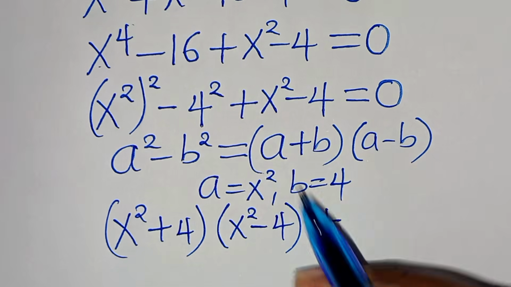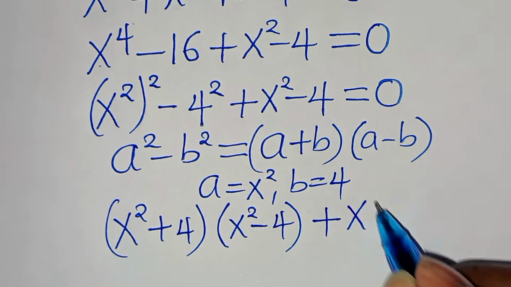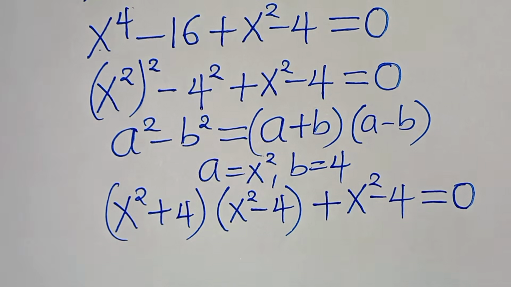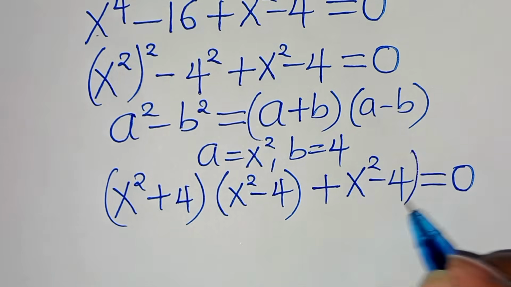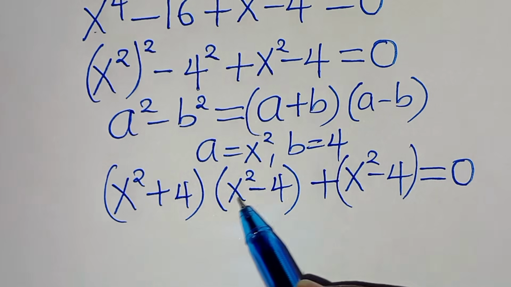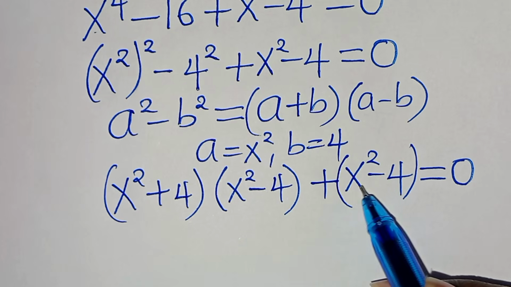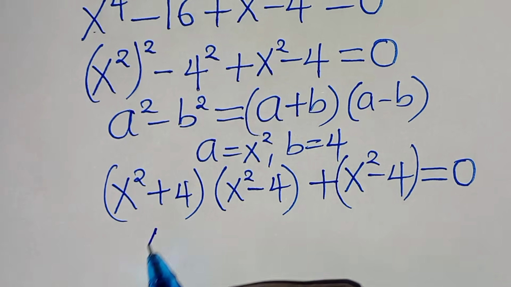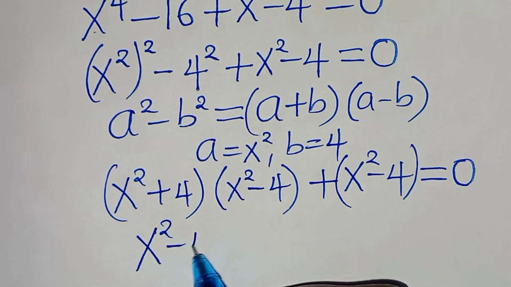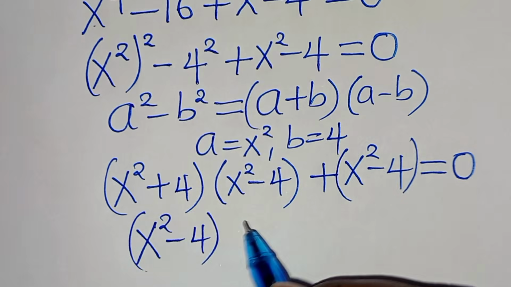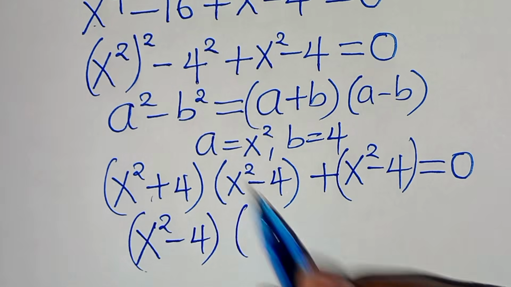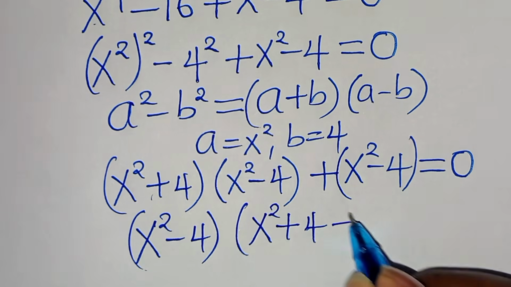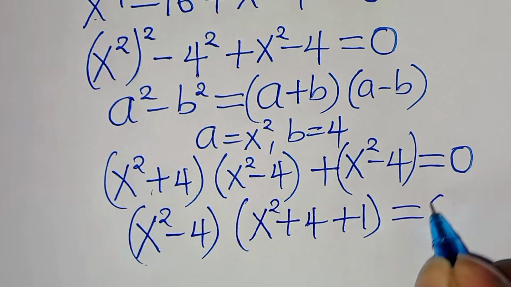Then plus, here we have x squared minus 4, equal to 0. Now, we have here that x squared minus 4 is common. We have also here x squared minus 4. So we can factor out x squared minus 4, so that now, here we have x squared plus 4, then plus 1, equal to 0.